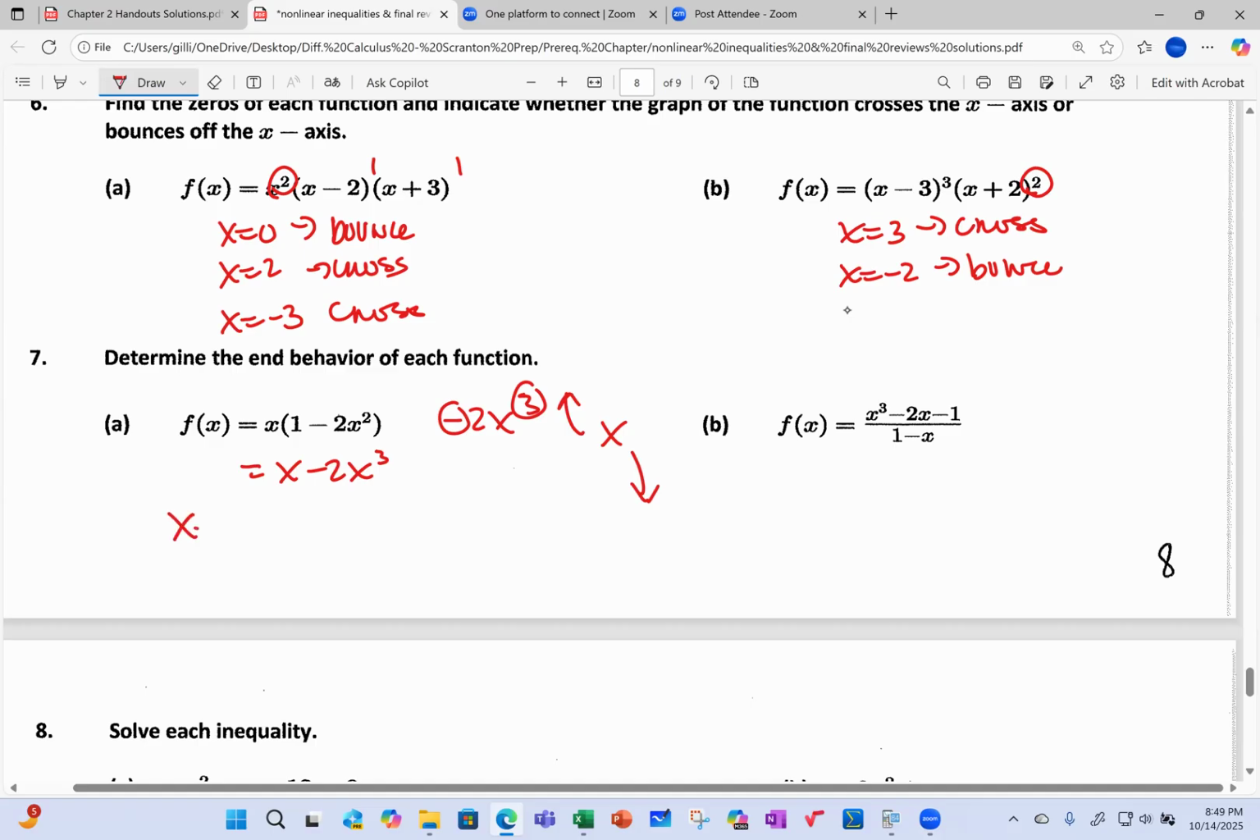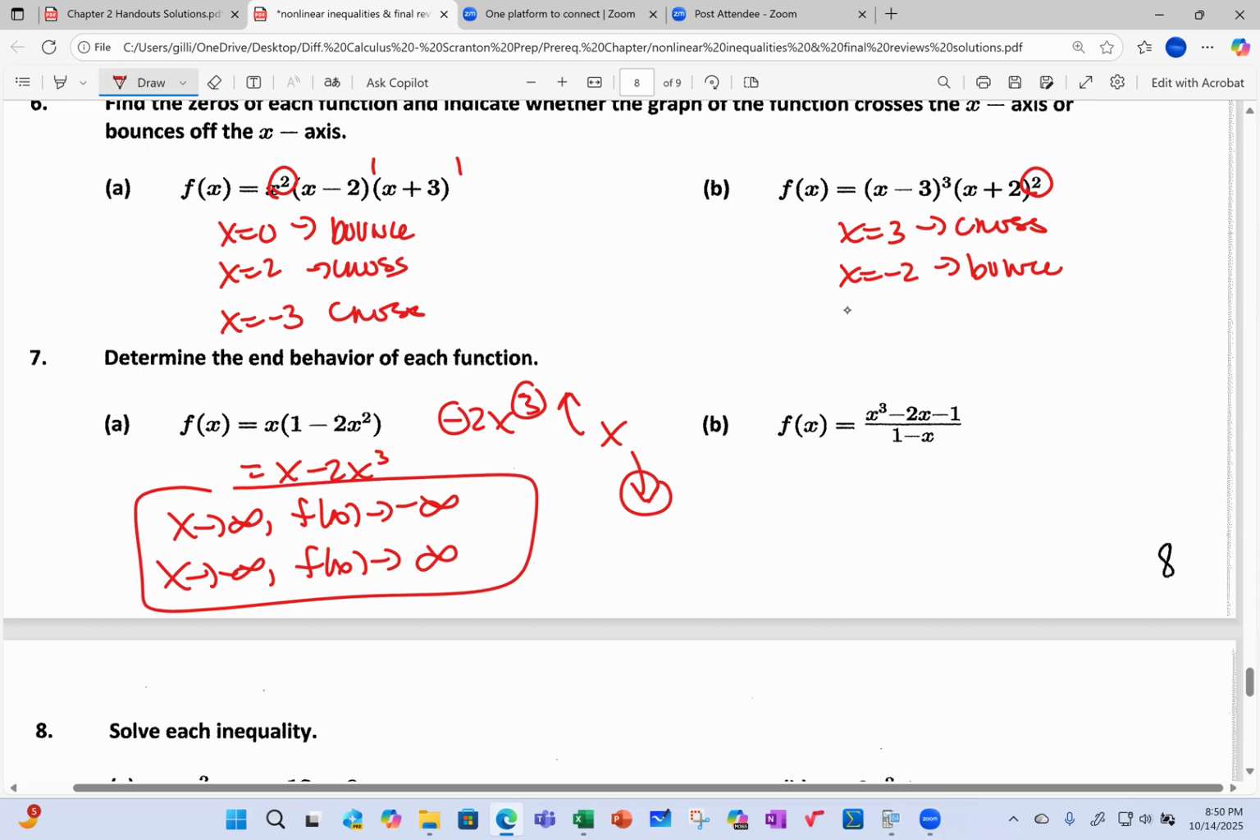So as x goes off to infinity, the f of x's are going off to -infinity. And as the x's go off to -infinity, the f of x's go off to infinity. Remember, end behavior requires both x going to infinity and -infinity. When this power is odd, these better be opposites.